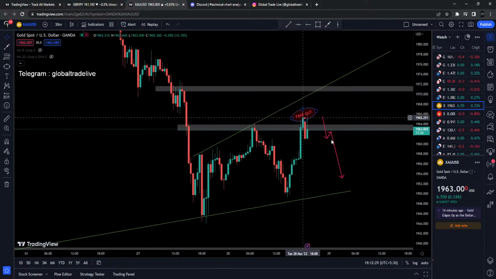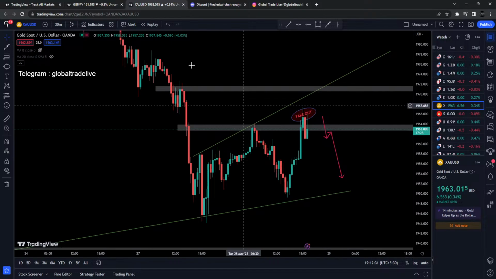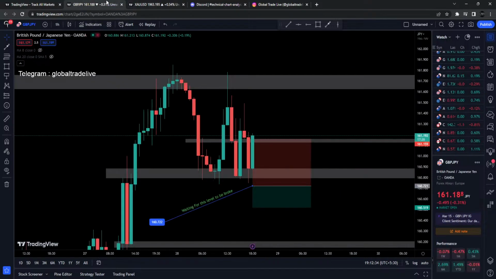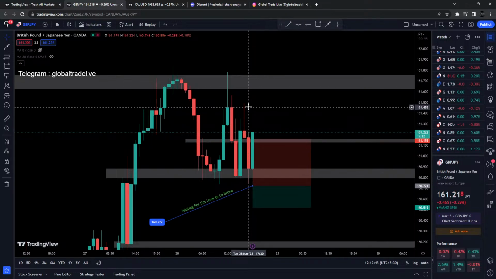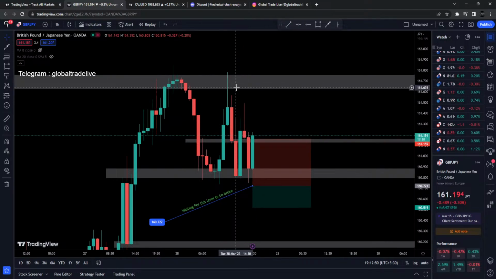So 17 minutes left for the 30-minute candles to close and the 1 hour candle to close as well. But it looks like GBP JPY is going to break the high of the previous one and can continue moving up by filling this wick and this wick as well.